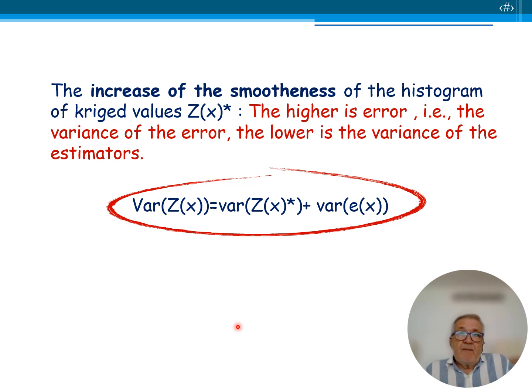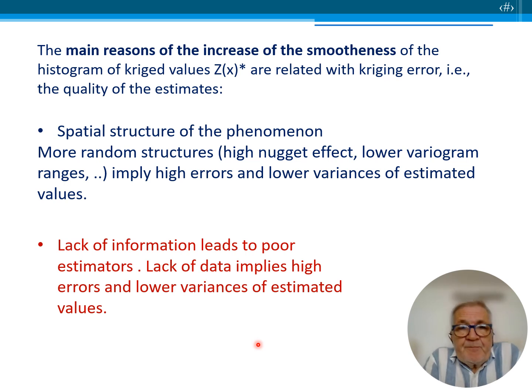So we can say something about the increase of the smoothness of the histogram of kriged values. The higher the error, which is the same as the variance of the error, the lower the variance of the estimator, and the smoother the histogram of the estimator. The main reasons for the increased smoothness of the histogram of kriged values are related to the kriging error, which is the same as the quality of the estimates.